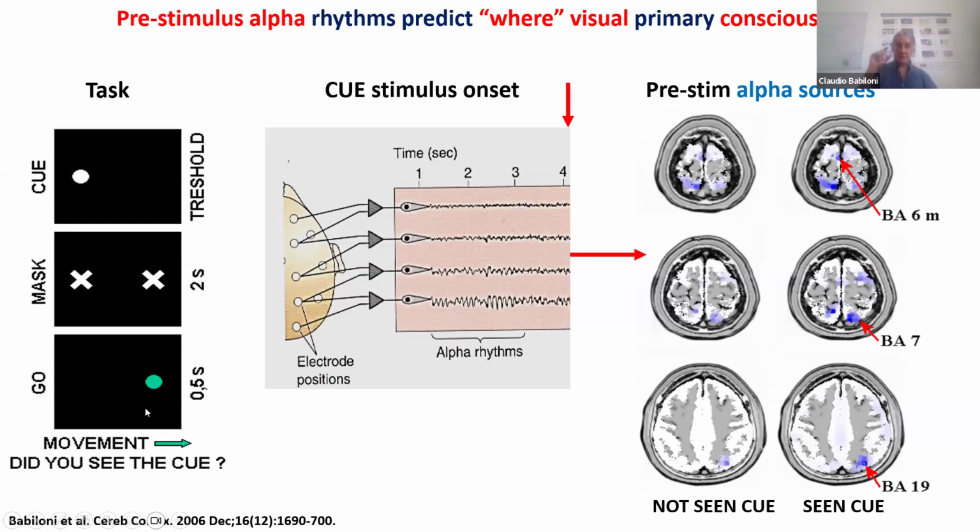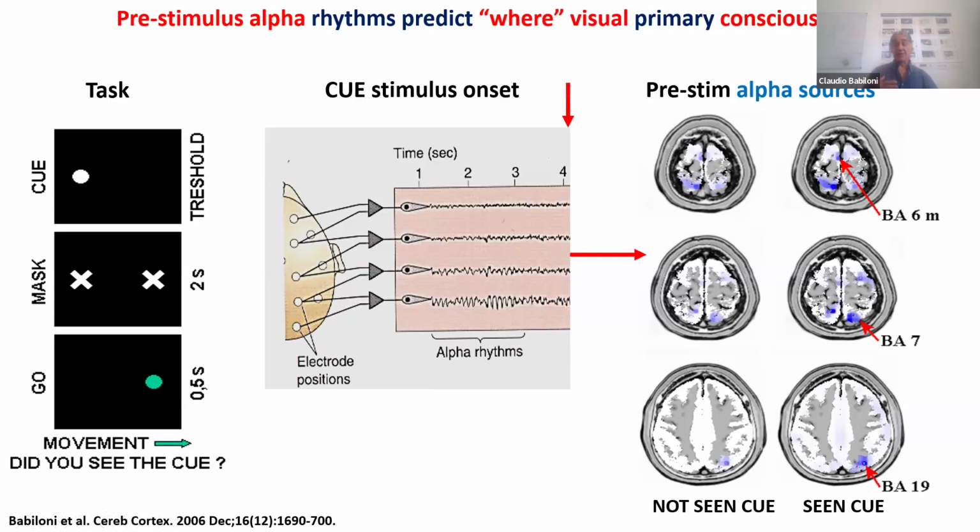After the participant responded by pressing a button in relation to the go stimulus, if the go stimulus was given on the right side, the button to be pressed was on the right side. If the go stimulus was on the left side, the participant had to press the left button.